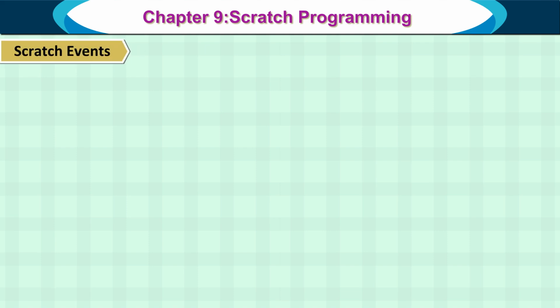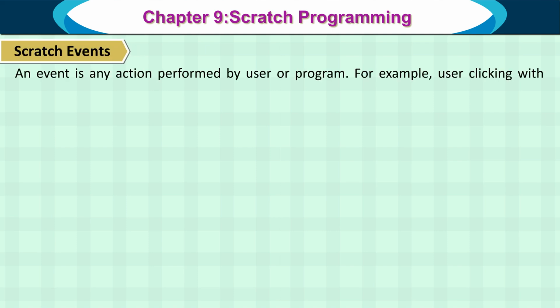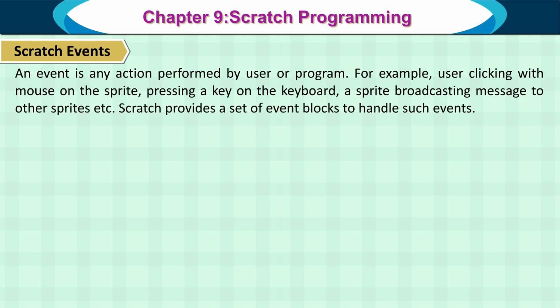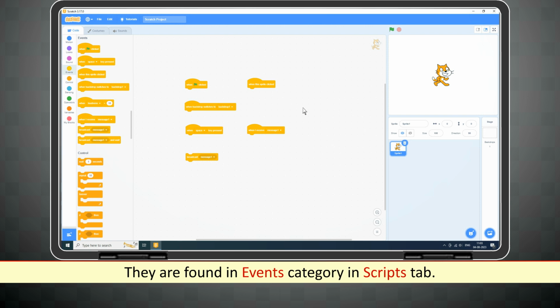Scratch events. An event is any action performed by a user or program. For example, a user clicking with the mouse on the sprite, pressing a key on the keyboard, a sprite broadcasting a message to other sprites, etc. Scratch provides a set of event blocks to handle such events. They are found in the Events category in the Scripts tab.